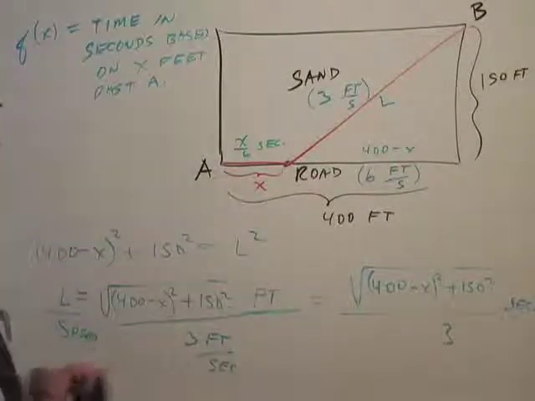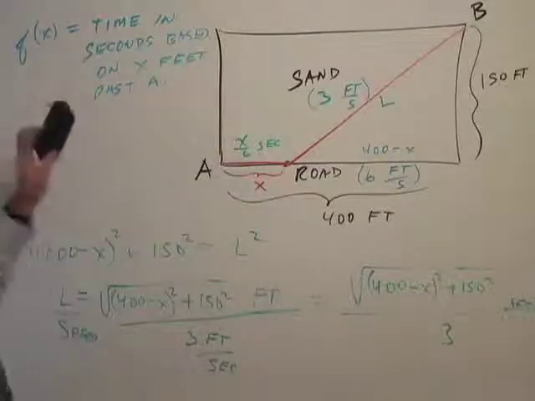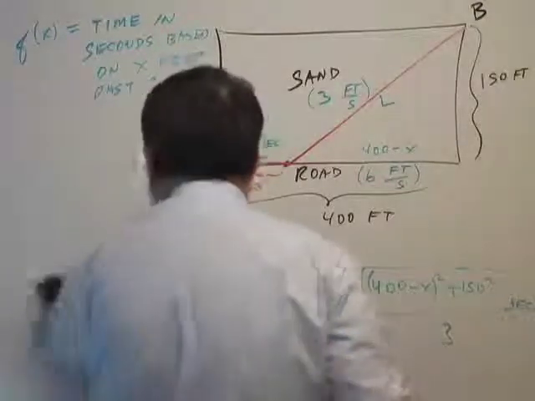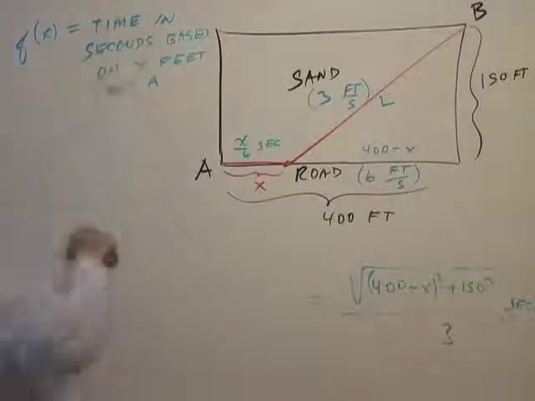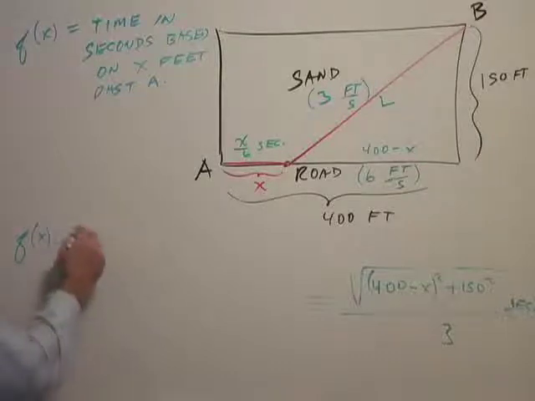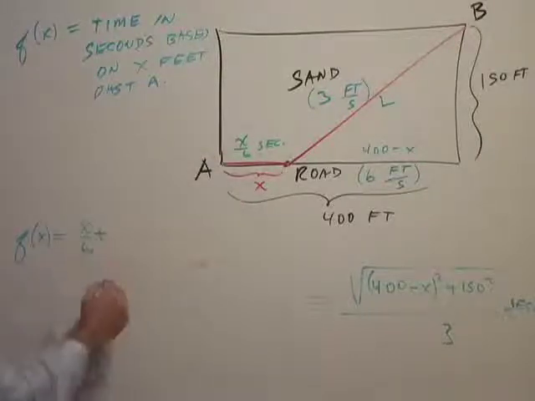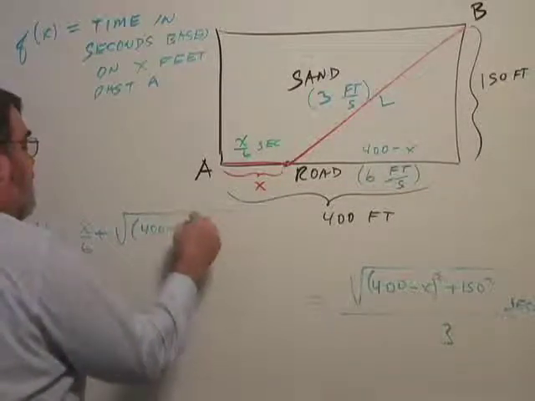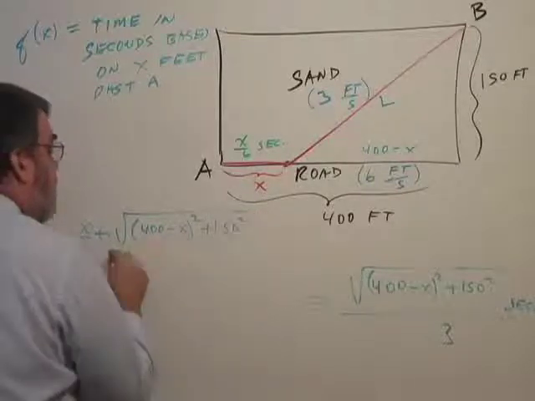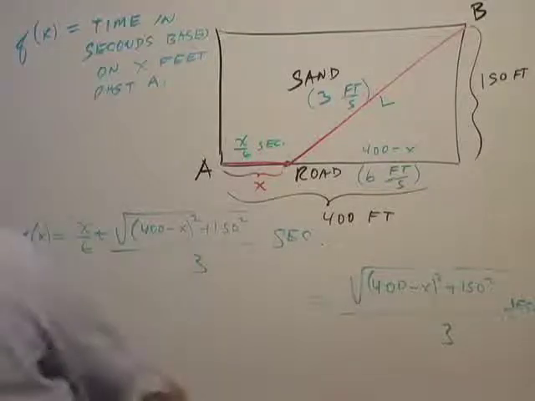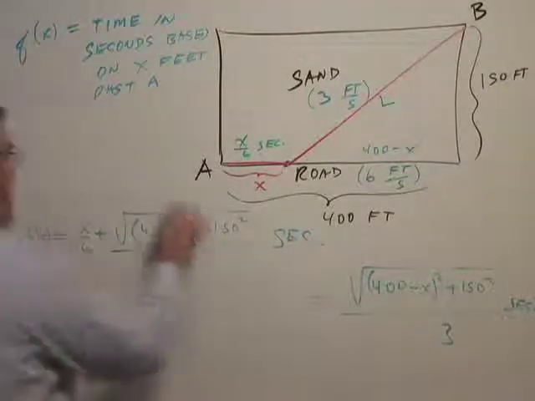And like usual, I don't have enough room on my board to spread everything out as wonderfully as I would prefer to. So I'm going to have to erase this part, and now we can write the answer. I've already defined my function up here. F of x, which is the time it takes, will be x over 6, this little portion, plus this monster over here, the square root of 400 minus x, quantity squared, plus 150 squared, over 3 seconds. So there's my final answer.